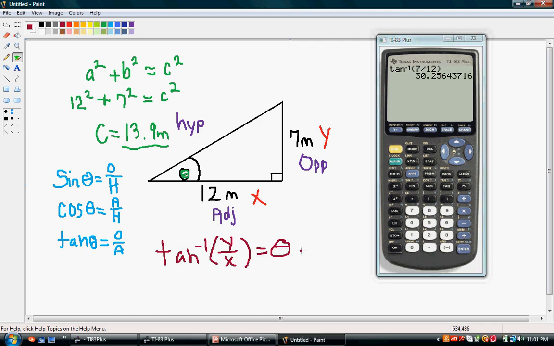So our theta is equal to 30.3 degrees. Always make sure to include your units. So we have a hypotenuse of 13.9 meters and a theta that is 30.3 degrees.